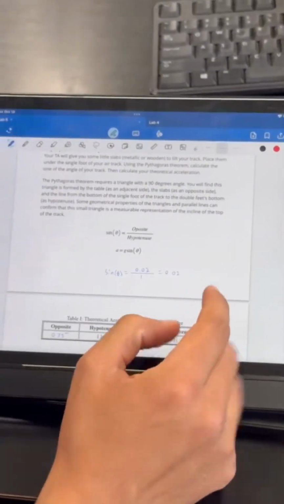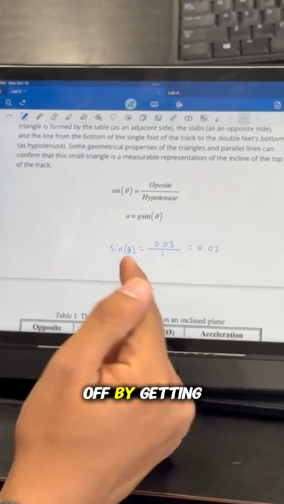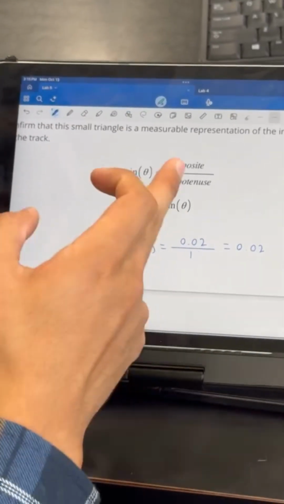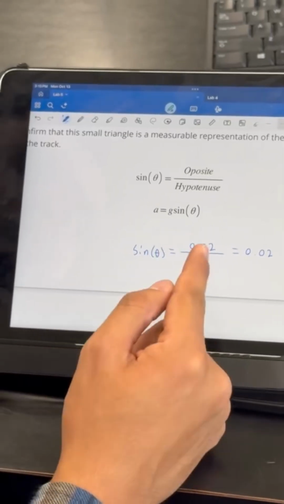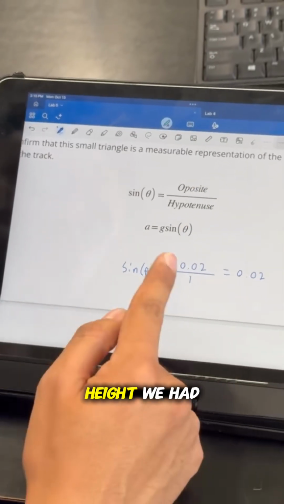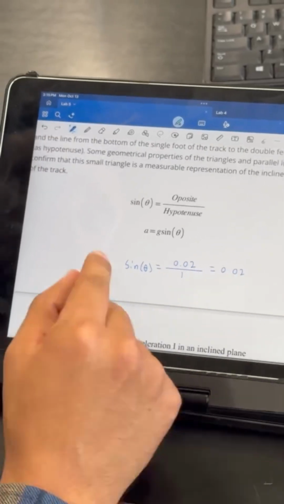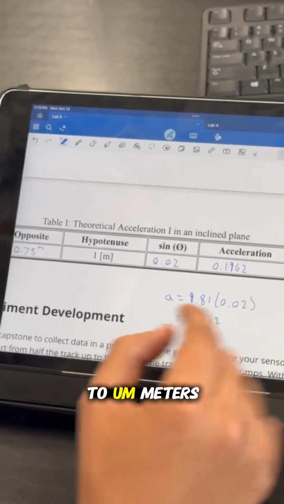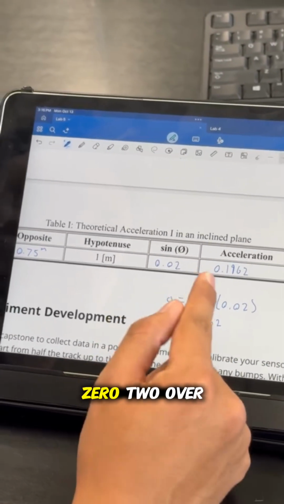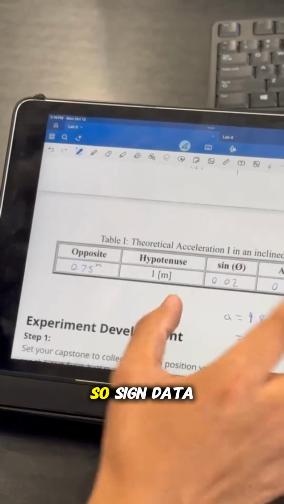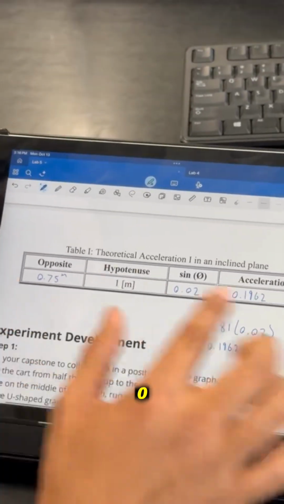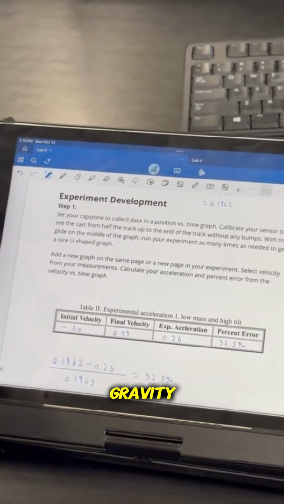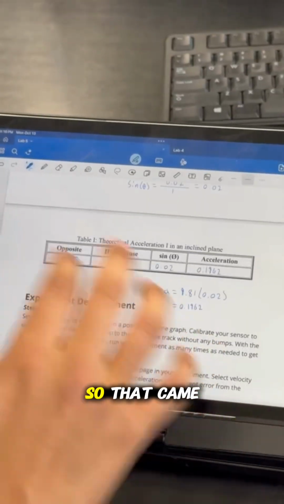So we started off by getting the sine of our incline. For our height, it was our opposite. It was 2 centimeters, and of course we had to convert it to meters, so it's 0.02 over 1. So sine theta is 0.02, and then to get our acceleration, we calculated it by gravity, so that came out to 0.1962. That's all the information on that. And this is our theoretical.